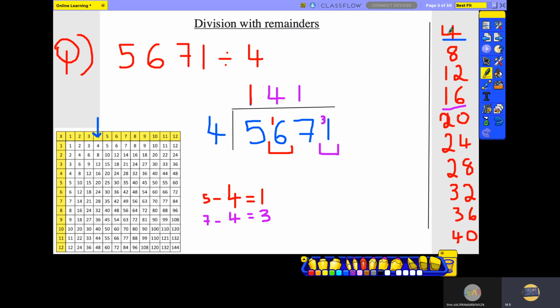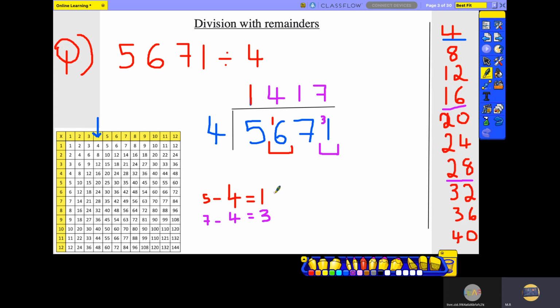Again, we're going through the 4 times table. We do not see 31. The nearest we see is 32 or 28. However, 32 is too big, it's bigger than the number. So we pick the next best, which is 28, just smaller. How many times is that? 4 times 1, 2, 3, 4, 5, 6, 7. 4 times 7 makes 28.